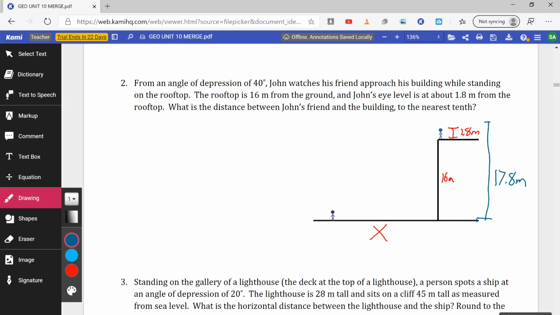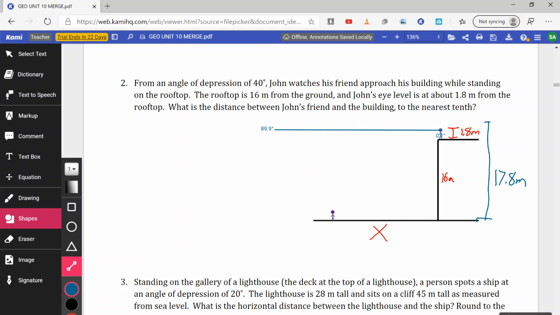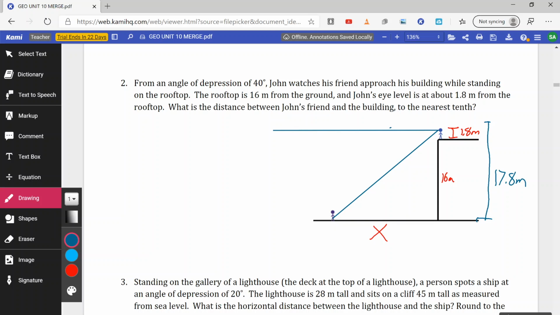So I'll put that there just in case we need it. Now, angle of depression, again, is when I have a horizontal line of sight looking down at something. So in this case, we're told the angle of depression is 40 degrees. So the angle created by this line of sight and then down at John's friend is going to be 40 degrees. So here we have our unknown x, height of, in our case, 17.8 meters up to John.